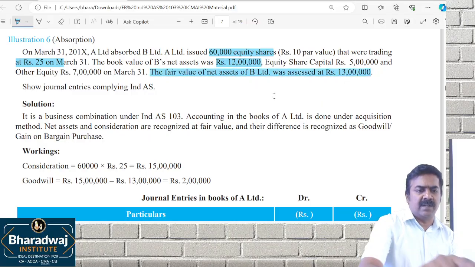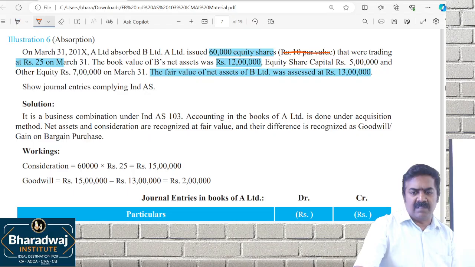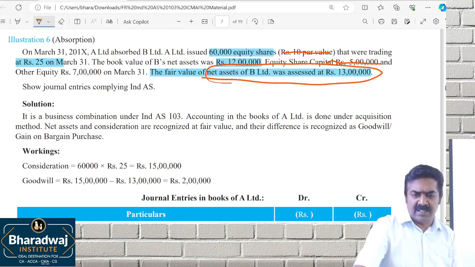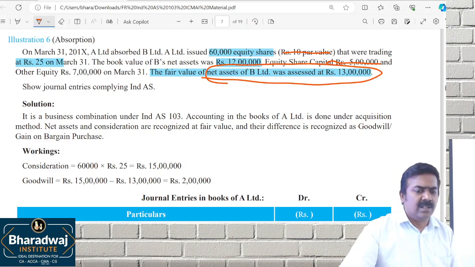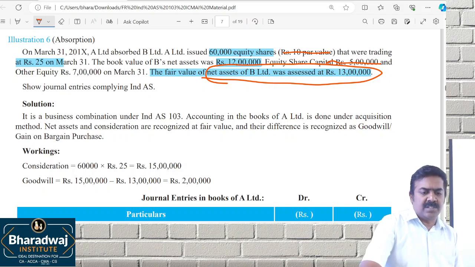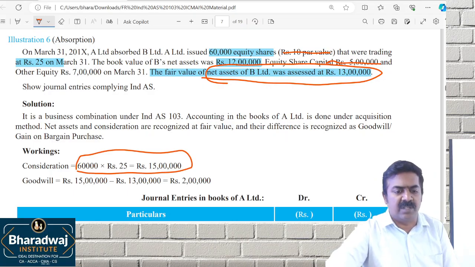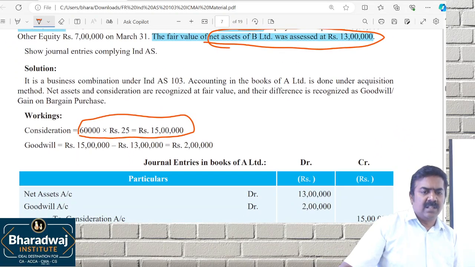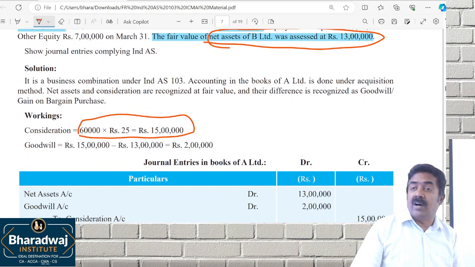Which value is relevant? Par value is not relevant. Equity share capital of rupees 5 lakhs and all not relevant. Fair value of net assets. What is the fair value of net assets? 13 lakhs. So what is the consideration? 60,000 equity shares of 25 each. How much? 15 lakhs. We acquired everything.